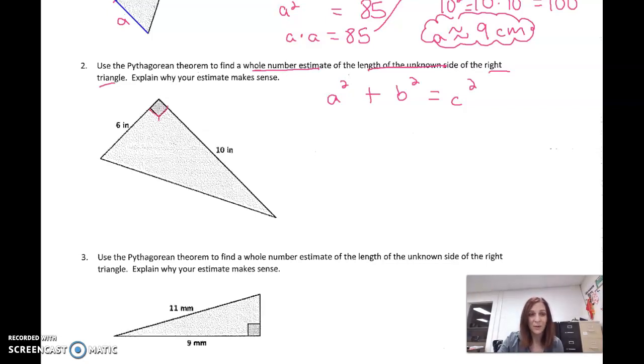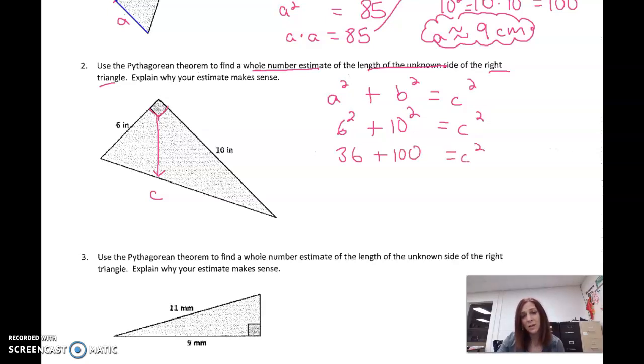Identify. I look at my right angle, I look at the side across from it. That's always where I start. Please don't assume everything's A and B. This time it is. So I'm going to replace a squared. A was 6, so 6 squared plus 10 squared is equal to c squared. 6 times 6 is 36. 10 times 10 is 100. That's 136 equals c squared.